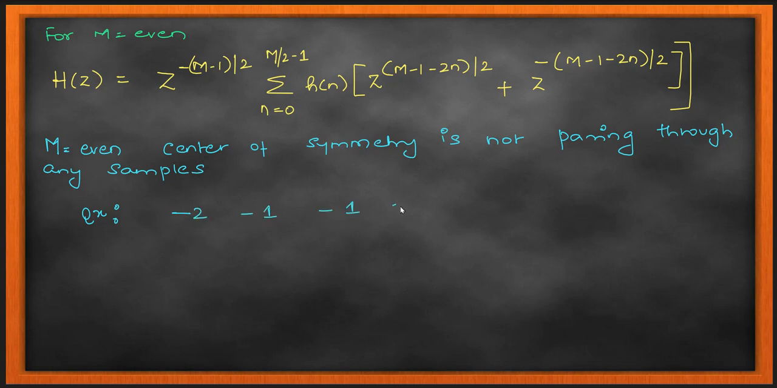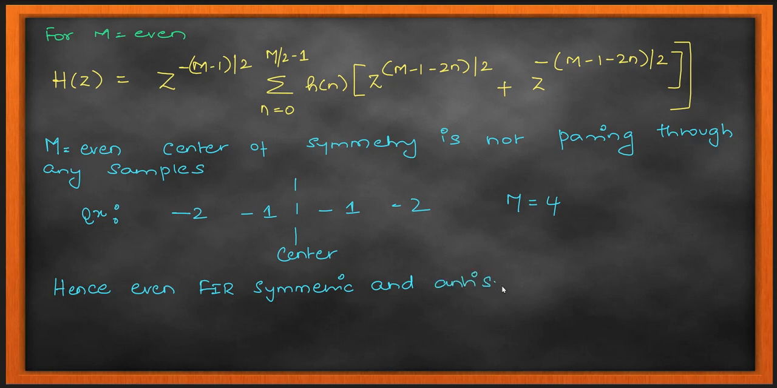So this example will make it clear for you. For m equal to 4, you can see the center of symmetry just passes through the center, and it is not passing through any of the indexes like minus 2, minus 1, 1, 2. Good. So that is why, for both even symmetry and anti-symmetry, you have h of (m minus 1)/2 equal to 0. Clear? So our expression now simplifies to that.